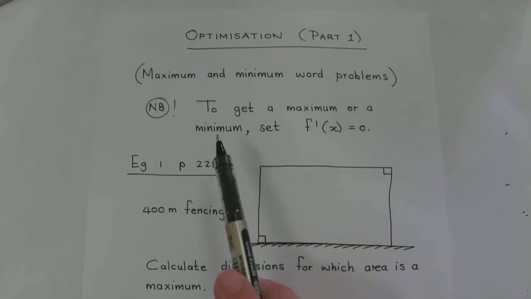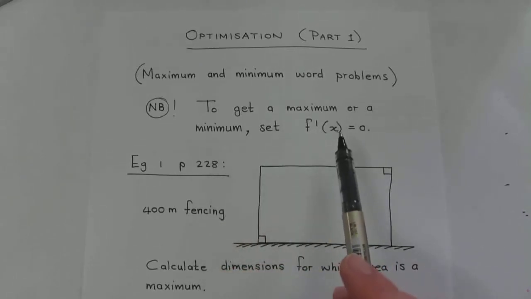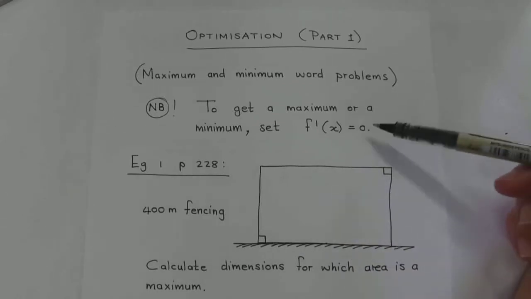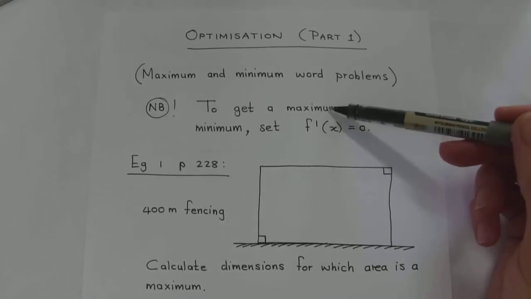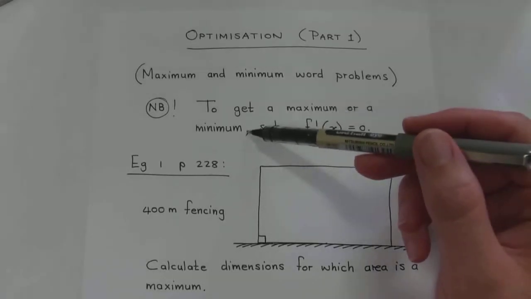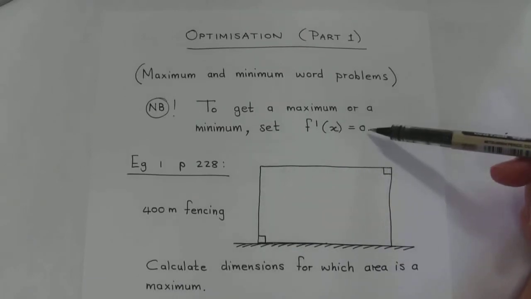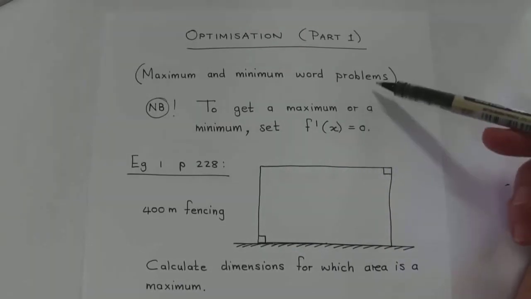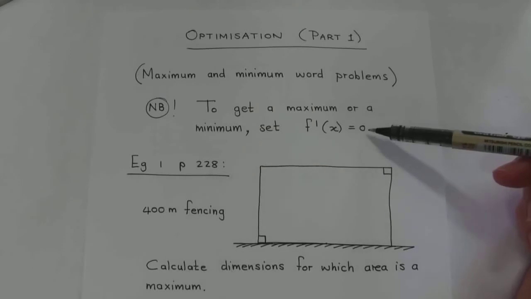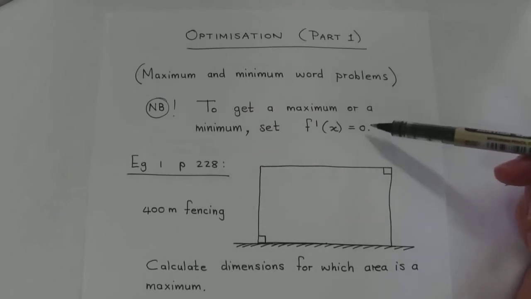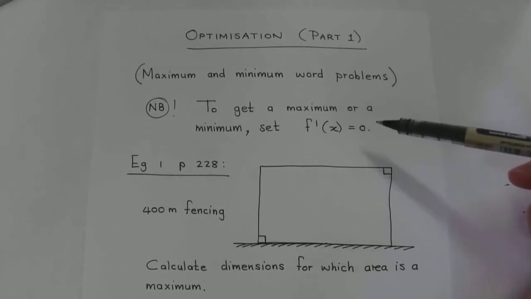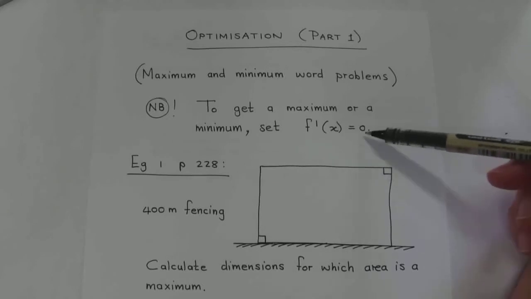To get a maximum or a minimum, whether you're looking for the maximum or you're looking for the minimum, we always set the first derivative equal to 0. Now this follows straight from graphs. Whenever we wanted to find a turning point, and please remember turning points can be maximum turning points and minimum turning points, we set the first derivative equal to 0. So if we want to get maximum or minimum area, or maximum or minimum volume, then you also have to set the first derivative equal to 0. If nothing else, please people, remember this.